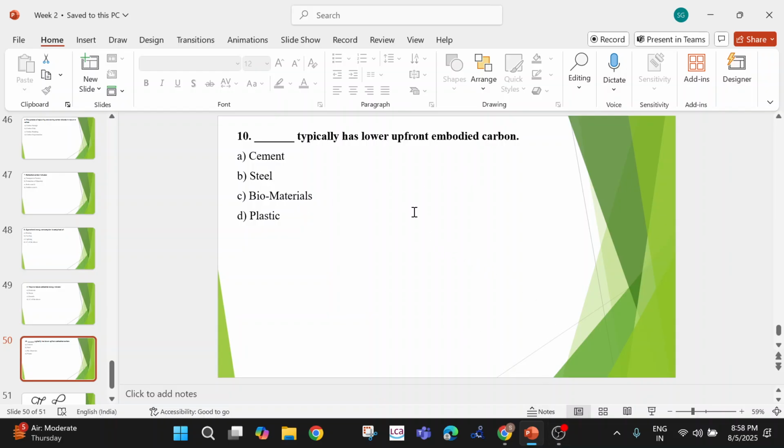That is biomaterials, or bio-based materials, which typically have lower upfront embodied carbon. These materials are bamboo that we have discussed, straw, and timber, which have lower embodied carbon as they require less energy to produce or can store CO2 during their growth. So all these things we have already discussed, and you can see how easily you have completed the previous year assignment questions.